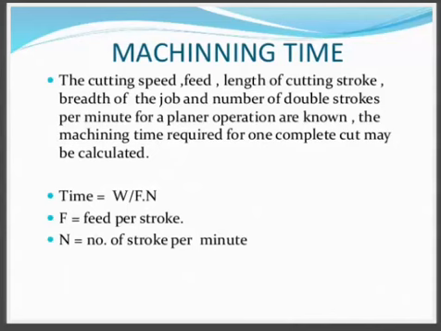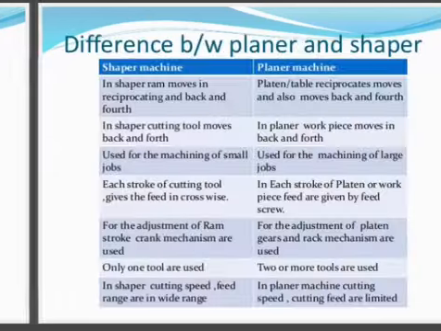Machining time. The cutting feed, length of cutting stroke, breadth of the job, and number of double strokes per minute for a planer operation are known. The machining time required for one complete cut may be calculated. Time is equal to W by F into N. Here W is the width, F is the feed per stroke, and N is the number of strokes per minute.